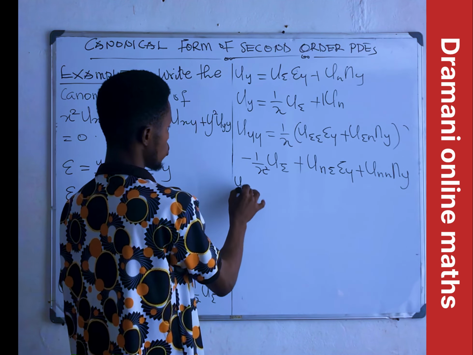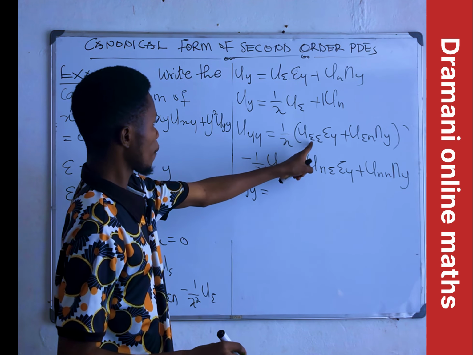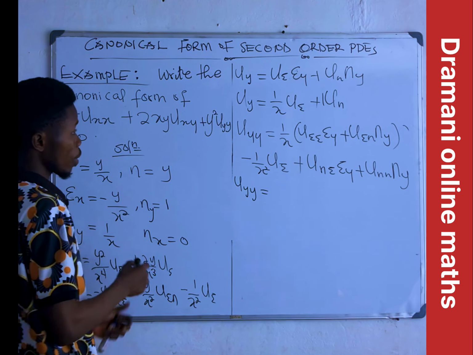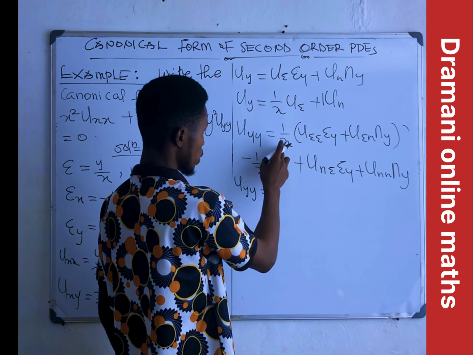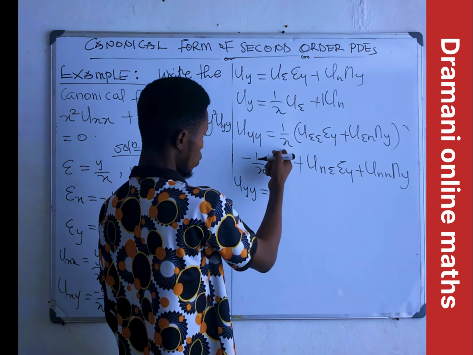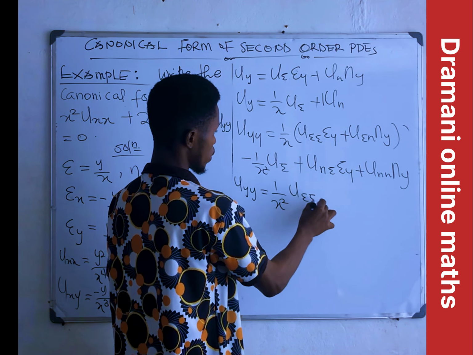So in this case, my uyy is going to be xi y is 1 over x. So 1 over x times 1 over x, I'm going straight. So if I substitute 1 over x here, 1 over x and 1 over x will give 1 over x squared u xi xi. Is that okay?